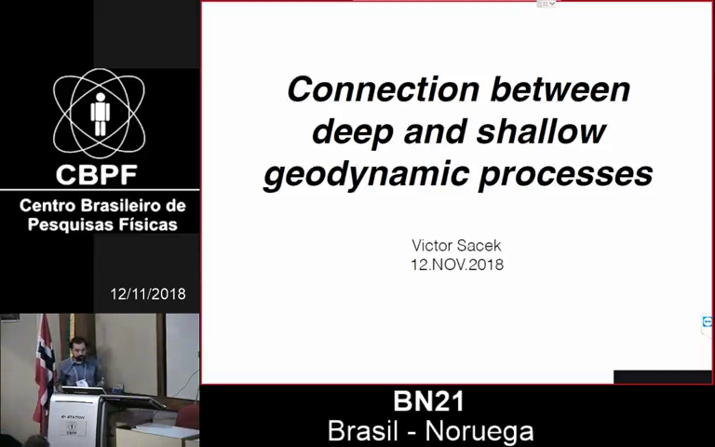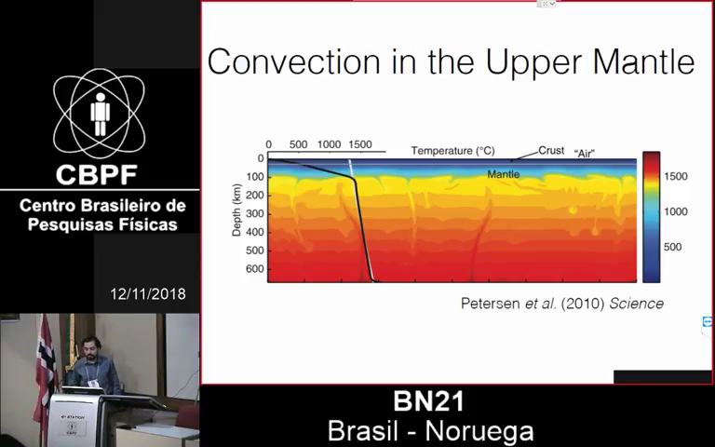So I will discuss the connection between deep and shallow geodynamic processes. First of all, I will discuss the thermal structure of the upper mantle. Here I show a snapshot of a numerical model that simulates convection in the mantle. Here we can see the lithosphere, and here the asthenosphere, with temperature varying from close to zero at the surface to almost 2000 Kelvin at the base of the upper mantle.